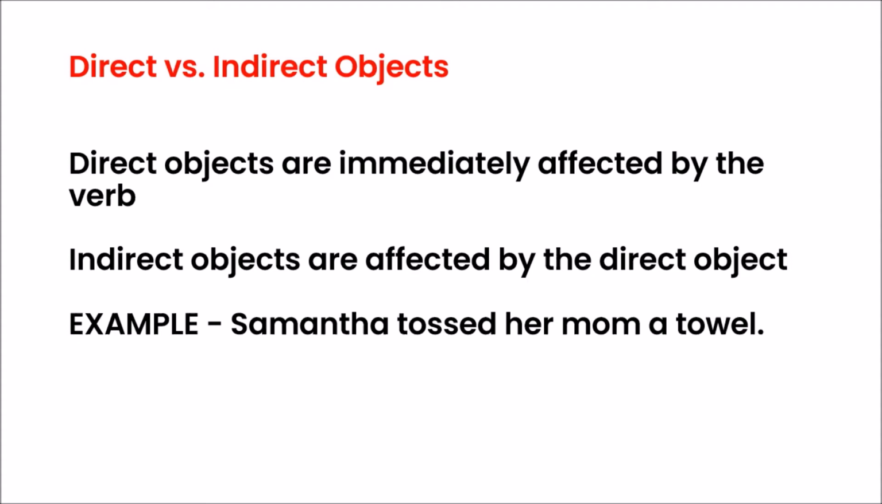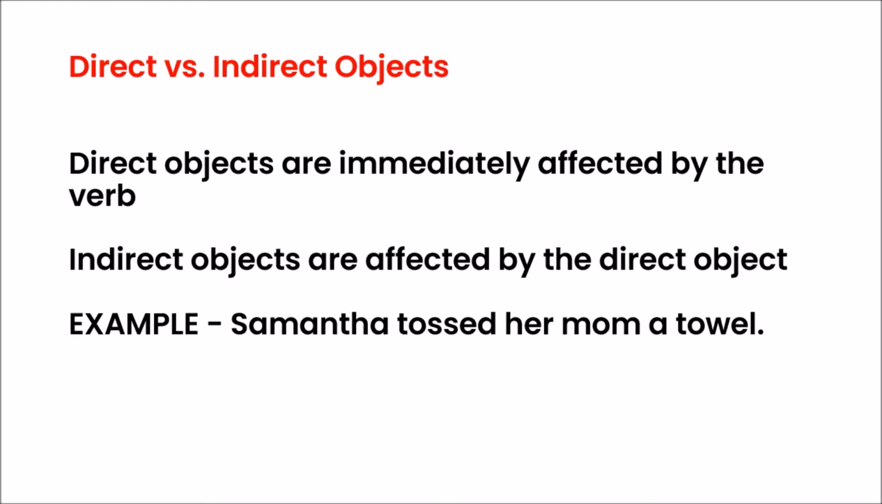Let's look at this sentence. Samantha tossed her mom a towel. The action verb here is tossed. Since it is unlikely that Samantha lifted and tossed her mom, it makes sense to conclude that the direct object is towel. Towel receives the action of the verb and answers the question, what was tossed?